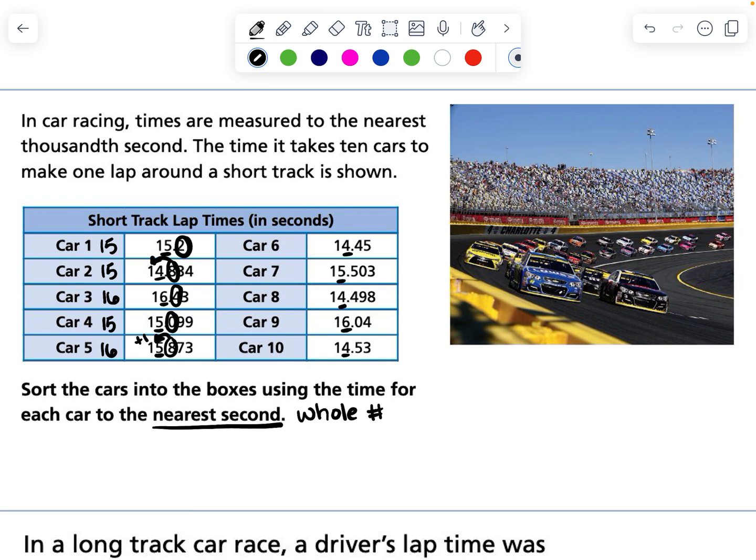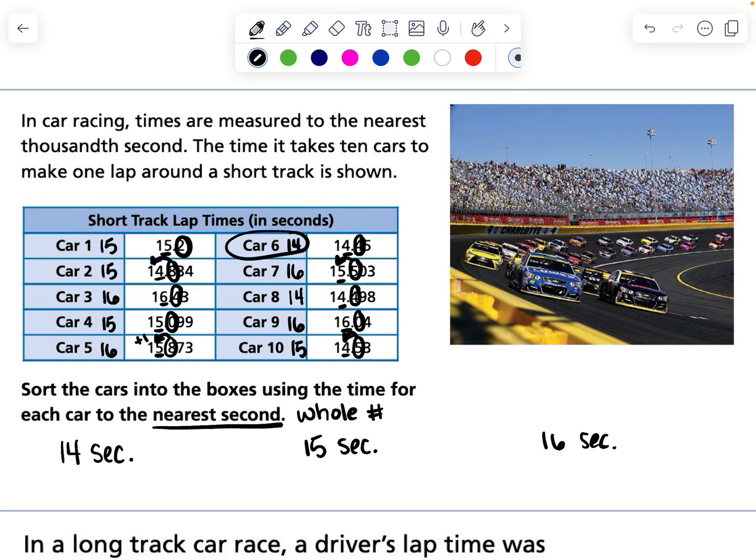As you look at the remainder of the cars, think about what that digit does to the whole number when rounding to the nearest second. As we look at categorizing each of these cars, what are some things that you see that we could now group them by? We can group them by cars that score in 15 seconds, those that score in 14 seconds, and those that score in 16 seconds.